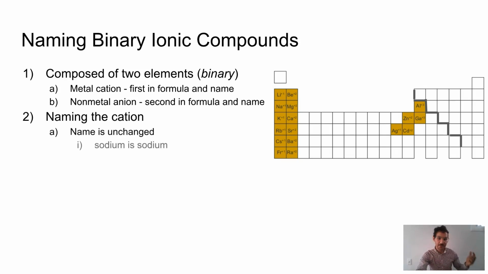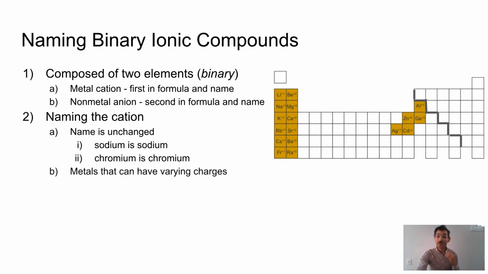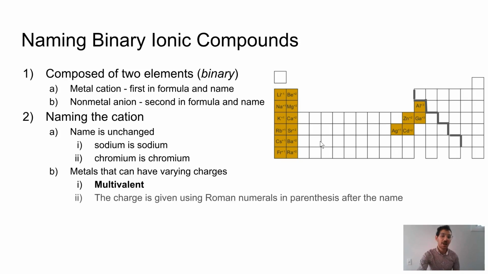So let's talk about naming the cation first, because it comes first. The name is unchanged. Very easy peasy. If you have sodium in an ionic compound, you just call it sodium. If you got chromium in an ionic compound, you just call it chromium. And there is something that we should know. Some metals, like these dudes that are not shown in the transition metals here, can have varying charges. We call those multivalent. And so when we have them in a compound, we do need to let the reader know, for writing down a name, what the charge on those multivalent metals are.